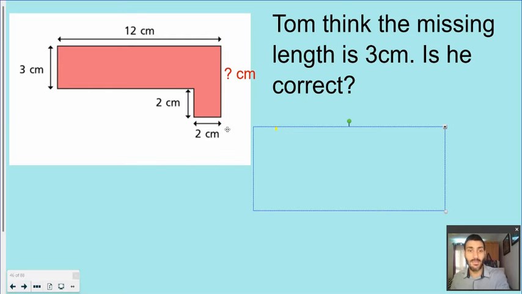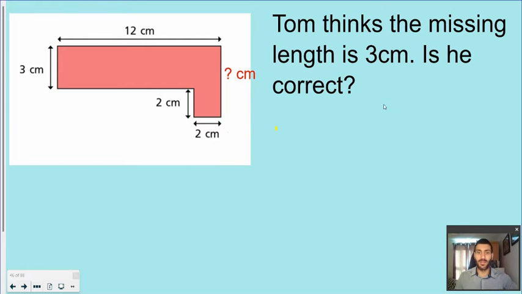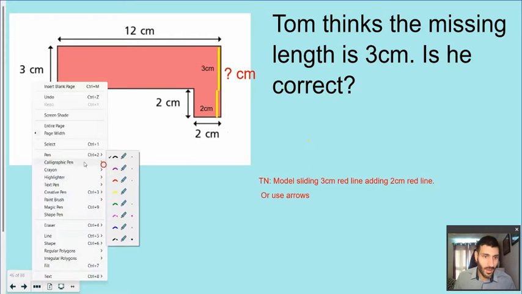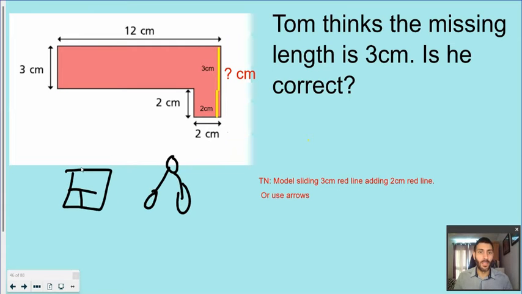Okay, exactly the same thing. Let's see if they can come up, if they can do it. Tom thinks the missing length is 3 centimeters. Is he correct? Well, let's have a look. So I know that this is 3 centimeters. I'm going to bring it across. That's 3, and that's 2. Okay, so it must be 5. Again, I'm going to refer to the part whole model and then make that. I just want to keep making those connections between different representations on how to work with numbers.